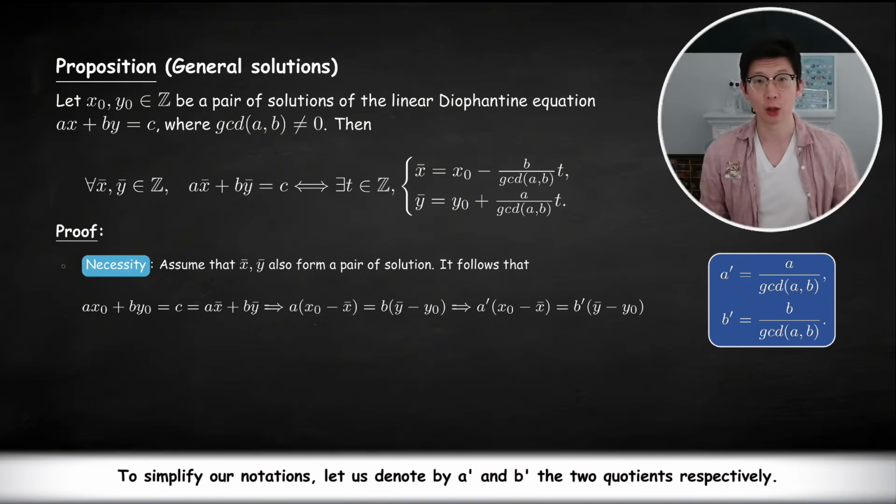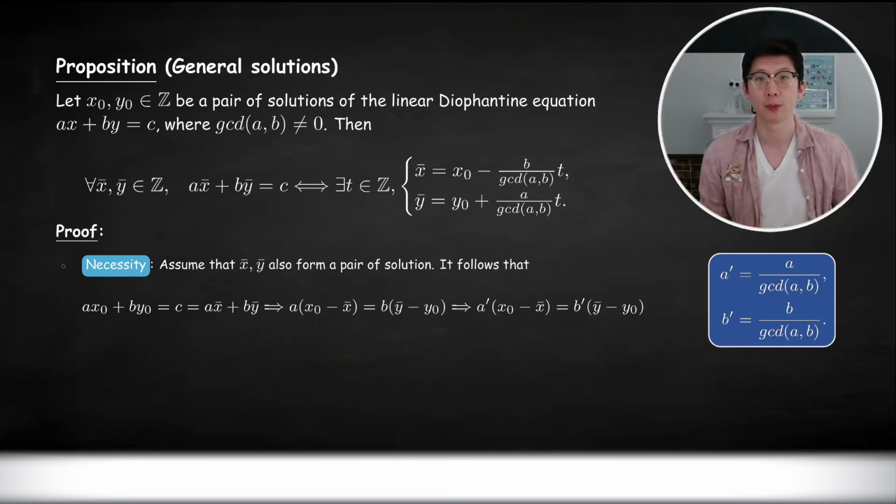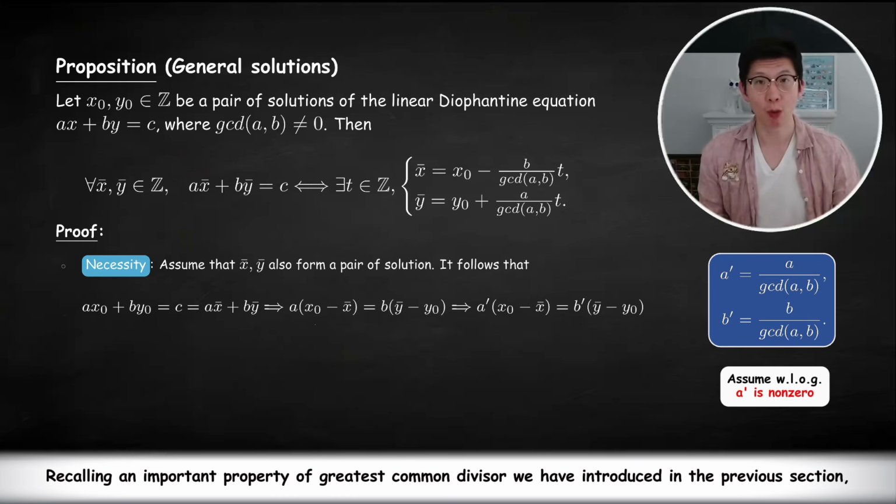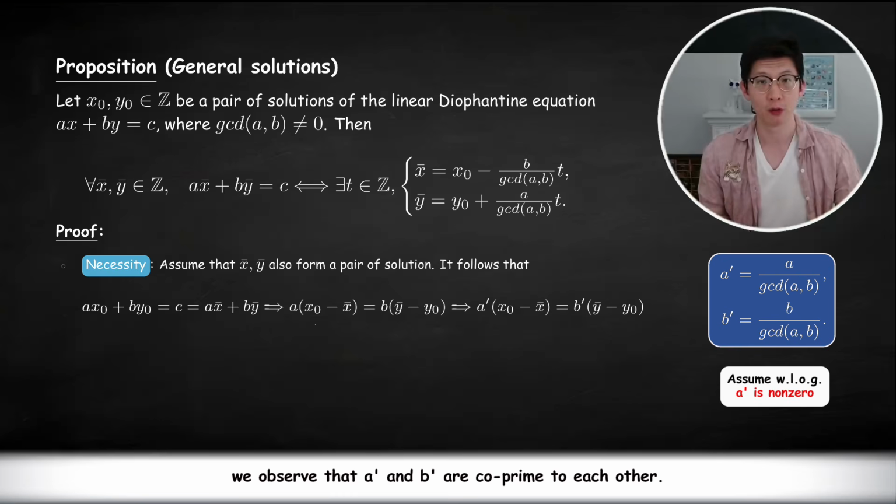To simplify our notations, let us denote by a prime and b prime the two quotients respectively. Also, we can assume without loss of generality that a prime is not equal to 0. Recalling an important property of greatest common divisor we have introduced in the previous section, we observe that a prime and b prime are co-prime to each other.